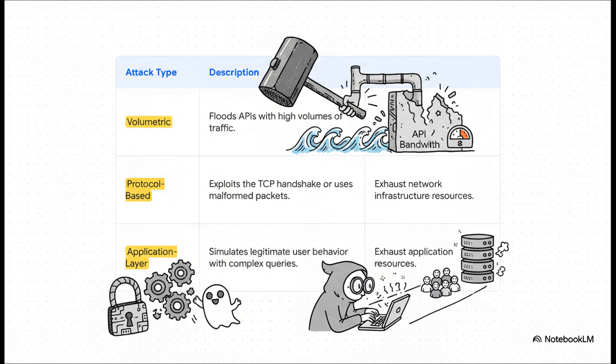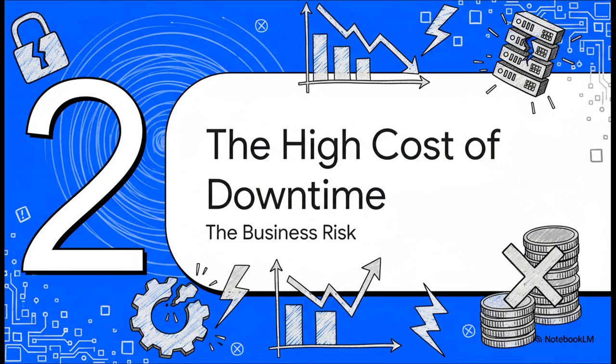But the really tricky ones, those are the application layer attacks. These are sneaky. They're designed to look just like a real person using your service, maybe making a bunch of complex search requests. They quietly drain your server's resources, and they're so much harder to spot because, well, they look totally legit. And that brings us right to our next section, the high cost of downtime.